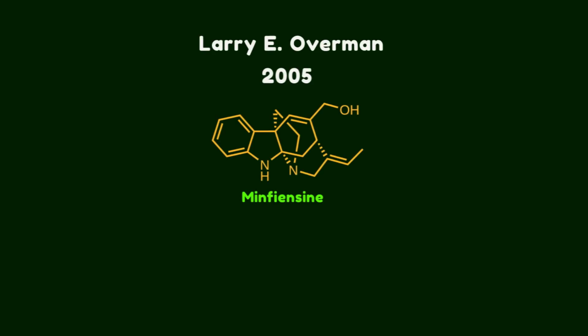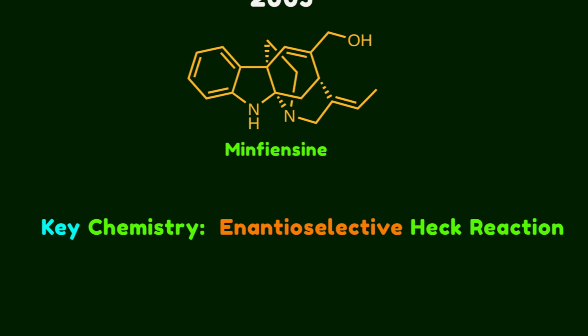In 2005, Professor Overman's group presented the first enantioselective approach for creating this target. The key chemistry of this strategy is based on an enantioselective Heck reaction. So let's review the mechanism of the Heck reaction step by step.